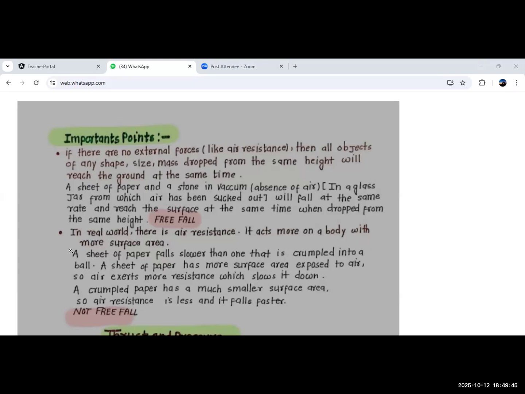Ma'am, sorry, I joined late. I didn't know what you were taking. I'm just talking about the important points. Okay, this we have to write. You can take a screenshot now, and leave a space in your notebook to write these, because these are important. Okay, ma'am.